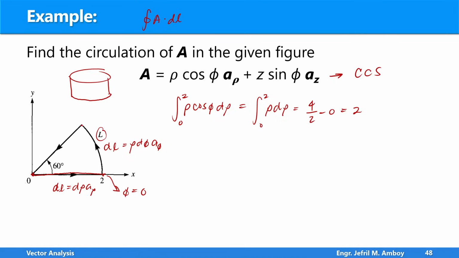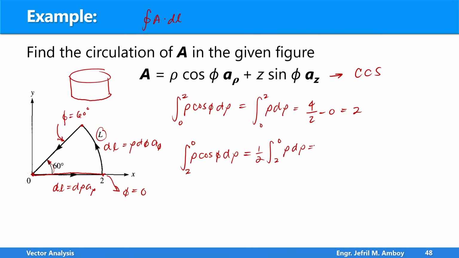Now, we calculate the line integral in the third path, which is from here to there. So, dl is also d rho a_rho. And the integral becomes rho cosine of phi d rho. What is the limit? The limit will be from 2 to 0. But in this path, what is the value of phi? The value of phi is 60. Phi equals 60 degrees. So, cosine of 60 is 1 half. So, this becomes 1 half times the integral from 2 to 0 of rho d rho.